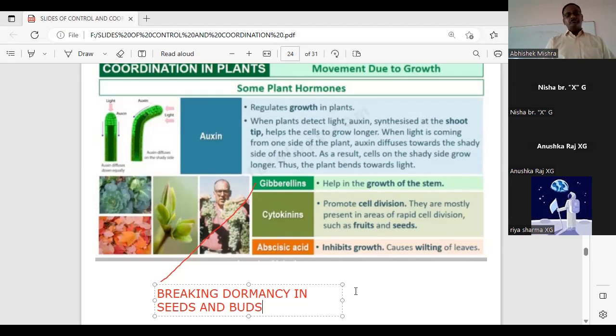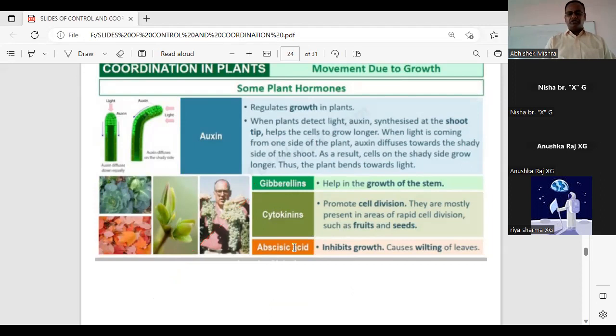Definitely, it also helps. This is a common point between gibberellin and the cytokinin. The cytokinin also helps in breaking dormancy in seeds and buds. Plus, the cytokinin also helps in opening of the stomata. Now, you see, students, we talked about auxin, gibberellin and cytokinin, which were the growth promoters.